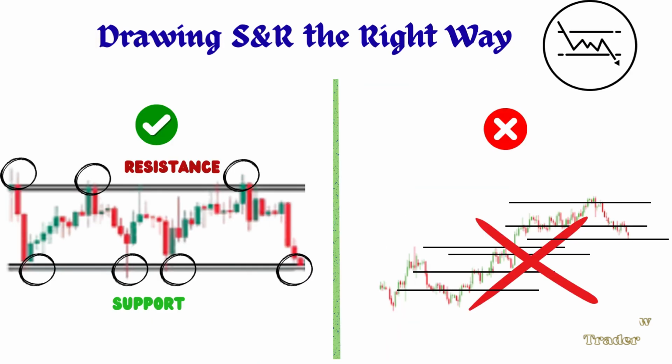Do not clutter your chart with too many lines. Focus on the most obvious levels, the ones where price clearly rejected in the past. It is best to use just 2 or 3 high-quality zones per chart to keep your analysis clean and focused. Remember, consistency and simplicity often lead to the best results. The image on the screen shows both correct and incorrect ways to draw support and resistance levels.